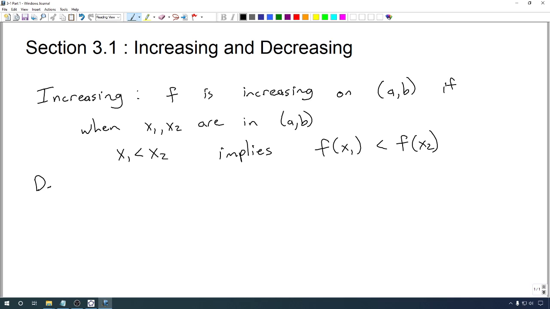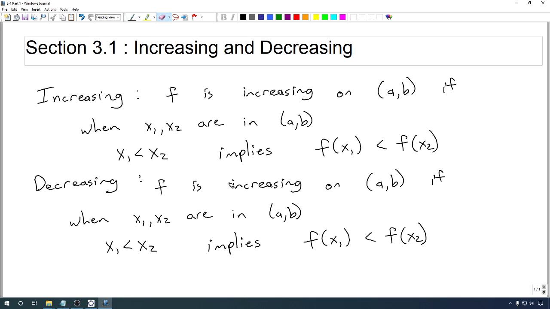Decreasing is pretty much the opposite. So I basically copy over that definition, but instead of having increasing here, it's going to be decreasing. And instead of having f of x1 is less than f of x2, it's going to be greater. Basically, if we put smaller numbers in, we're going to get bigger numbers out. And vice versa. If we put bigger numbers in, we're going to get smaller values out. Note that a function can be increasing in one interval, but decreasing on another one.